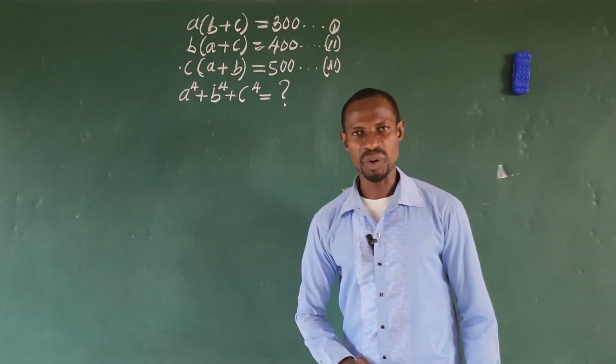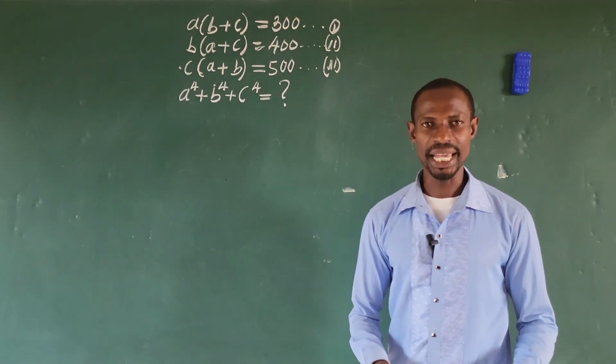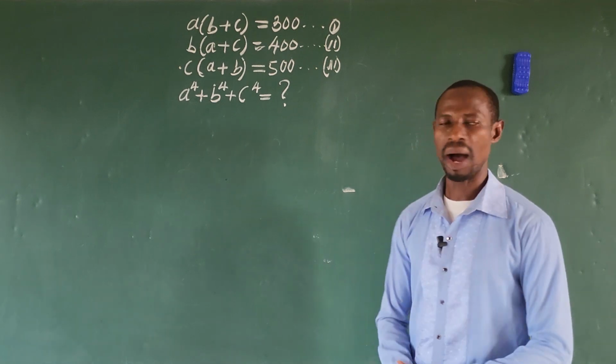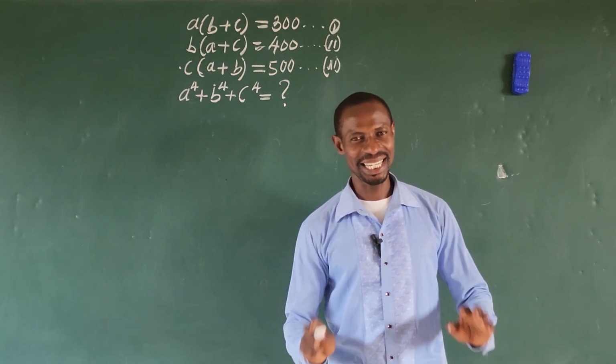So we have three equations here. What is the value of A to the power of 4 plus B to the power of 4 plus C to the power of 4? And this is easy, right?